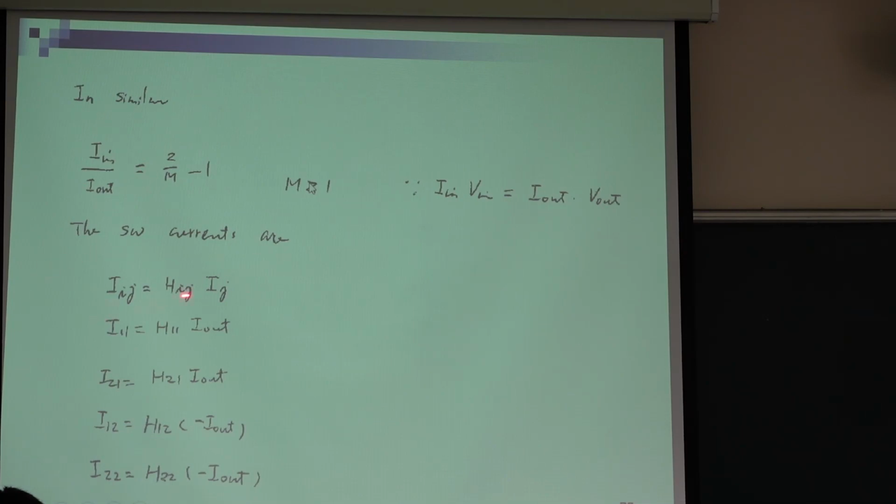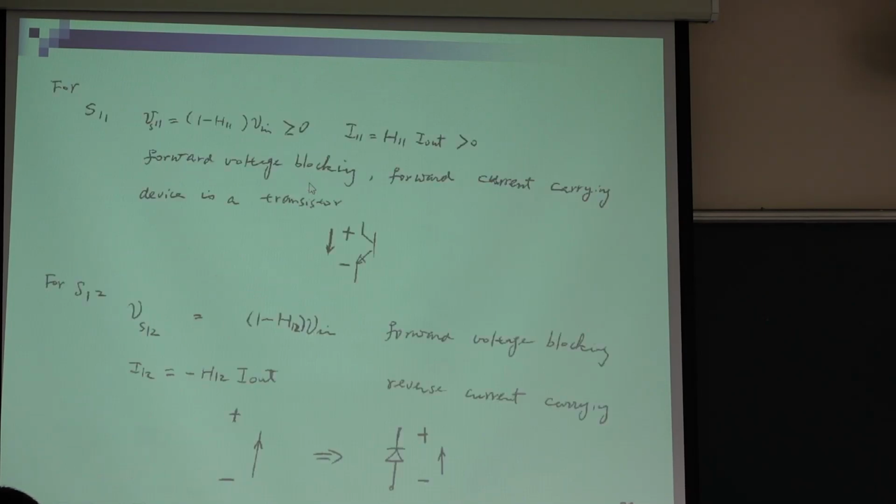So for each switch, we can obtain the current is equal to output current multiplied by the duty cycle. So I11 is H11 I out, I21 is H21 I out, I12 is H12 minus I out, and I22 is H22 minus I out. So we can also develop the current relationship between each switch.